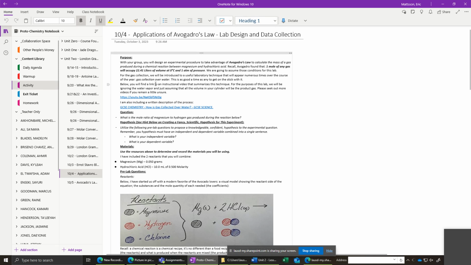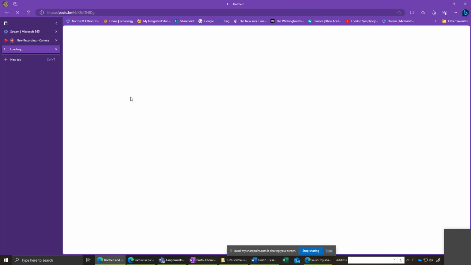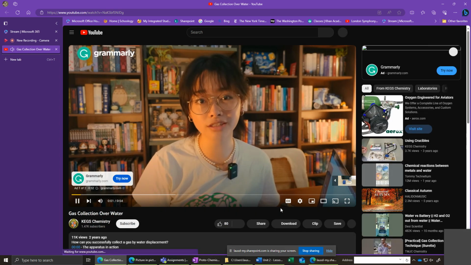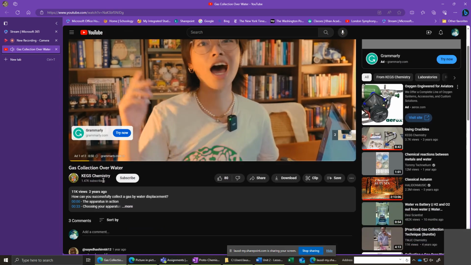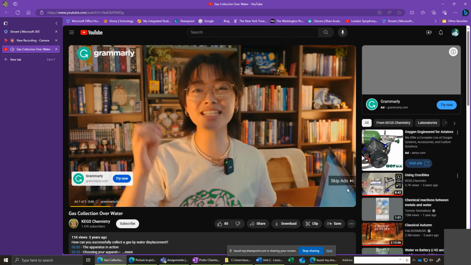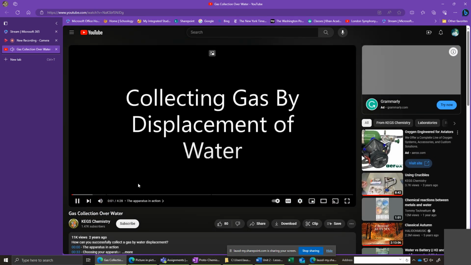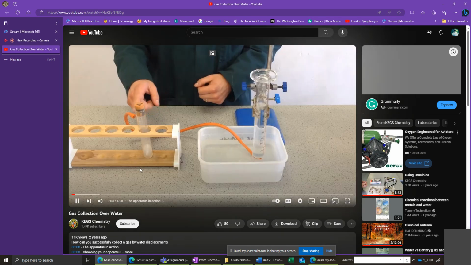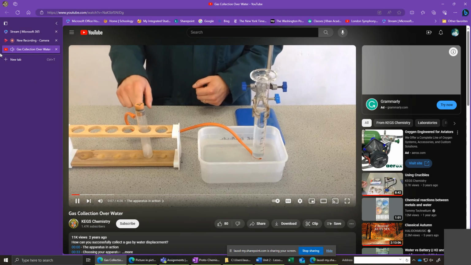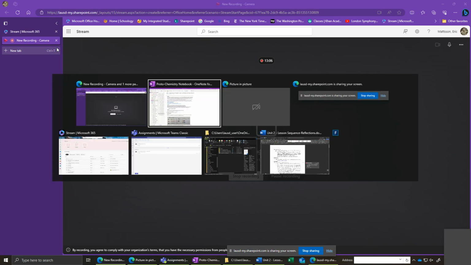To begin with, you're going to watch these videos that describe the concept of collecting gas over water. The first thing I want you to do is check how to successfully collect gas over water. This is important for you to know because you're going to be writing the procedures for this lab. This gives you an idea of what this setup looks like. So you should have watched that.